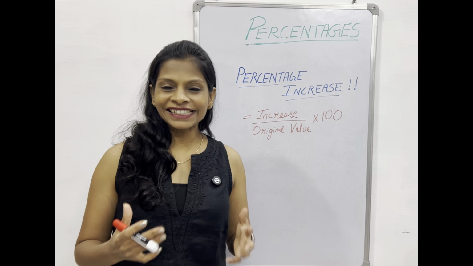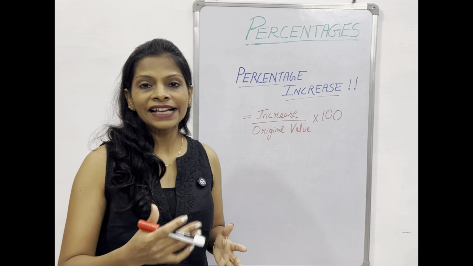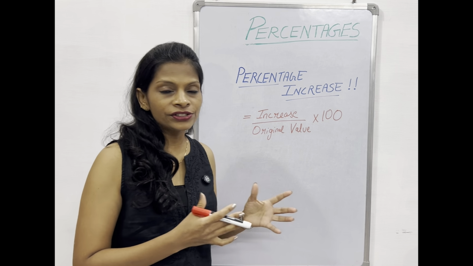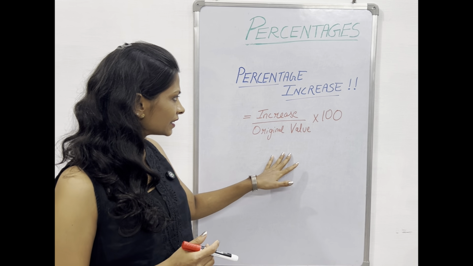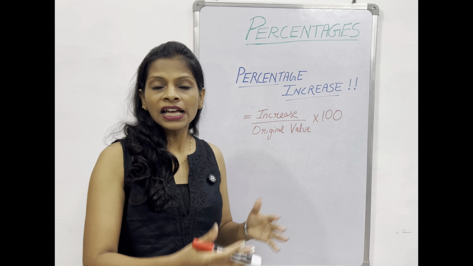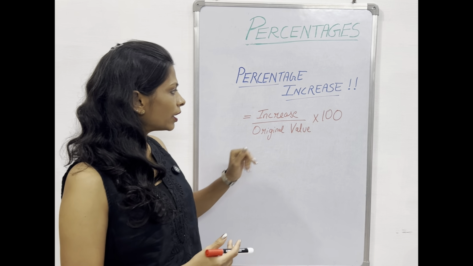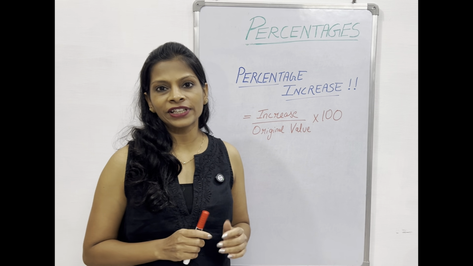A percentage increase tells us how much the value of something has increased compared to its original value. And that is why the formula for a percentage increase is the difference between the original amount and the increased amount divided by the original value times 100. Let's understand this with the help of an example.